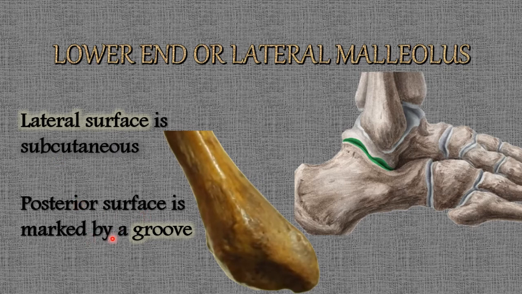The posterior surface is marked by a groove. This whole is the posterior surface, which is marked by a groove for the tendons of the fibularis longus and fibularis brevis muscles, or peroneus longus or peroneus brevis muscles. So this is the groove for the muscles of the lateral compartment, and this groove possesses a lateral margin and a medial margin.